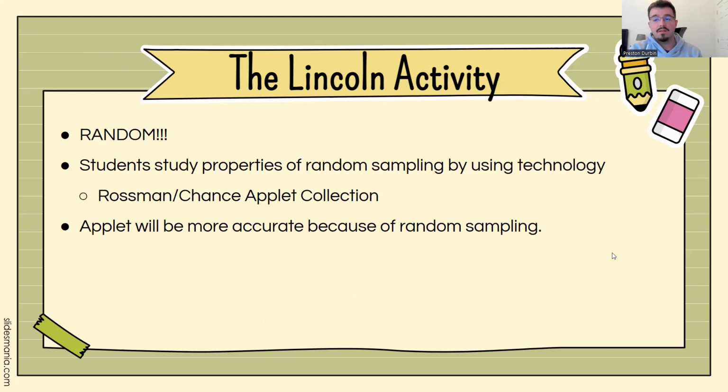And the best conclusion that they should come up with is the idea of random. And students study properties of random sampling by using technology. And the best one that Rossman showed us is a little applet that he collected for this particular activity in the Rossman/Chance applet collection. And this applet will be more accurate because it includes random sampling.